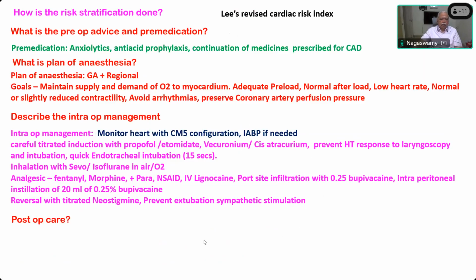Okay, what is the post-op care? Monitor ECG, and monitor in a high dependency area. Which time is very, very important in patients with ischemic heart disease undergoing any non-cardiac surgery? 48 hours to 72 hours. What is the time they normally develop an ischemic attack? The first 48 to 72 hours. That is the total duration.